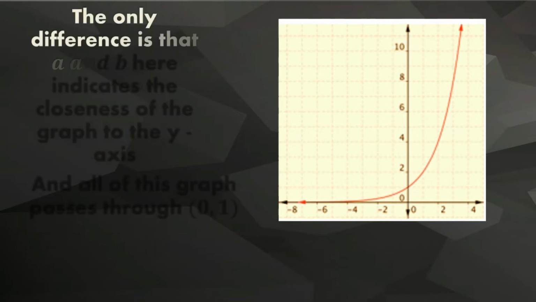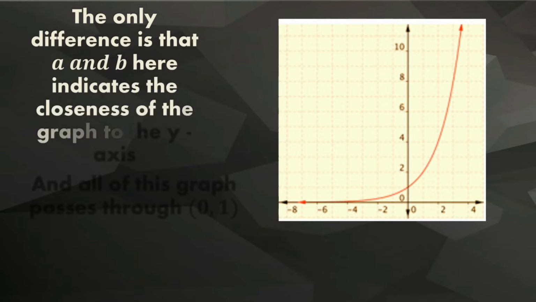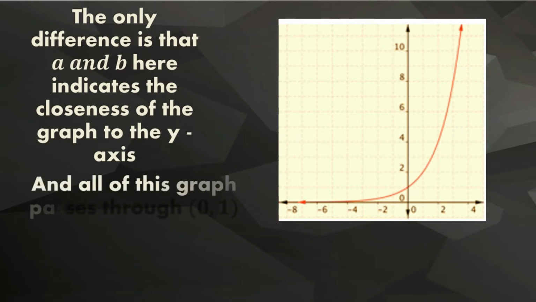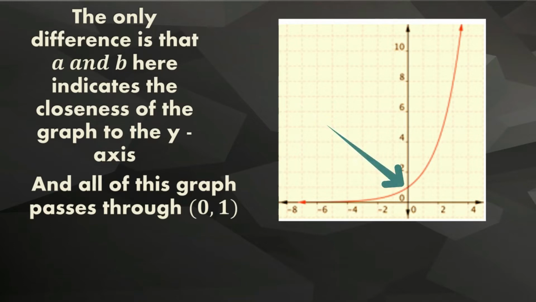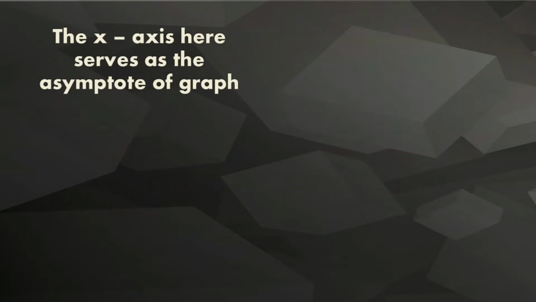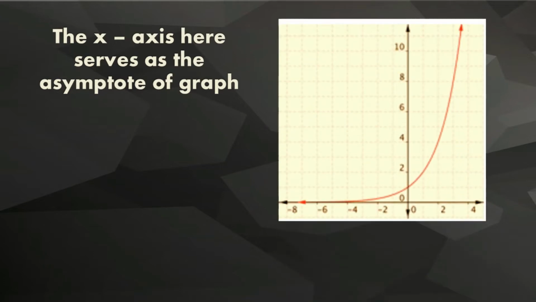The only difference is that yung a tsaka b dyan, nag-i-indicate siya ng closeness to the y-axis. And lahat ng graph na yan ay nagpa-pass through sa point na 0, 1. Yung x-axis dito sa ating graph ang nagsiserve as asymptote. Kung babalikan natin yung graph, makikita ninyo na hindi siya lumalampas doon sa x-axis kasi nga meron siya diyang asymptote.